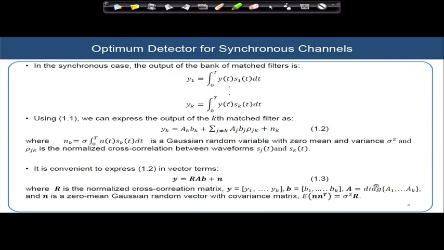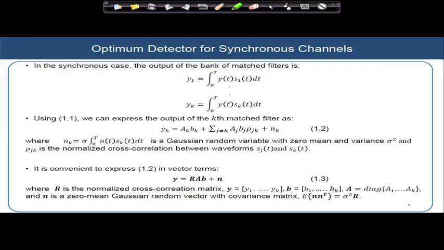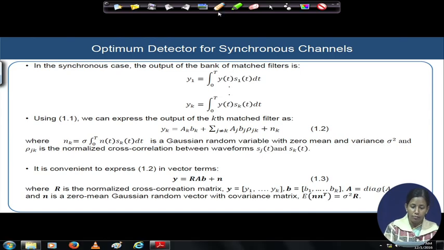If I express the same theory in mathematical terms, inside each and every matched filter we are multiplying the incoming signal with its own signature waveform matched to that particular user, and then integrating it over the duration of interest. The whole bank works like that, and at the end we get a bank of discrete random variables, y1 to yK.